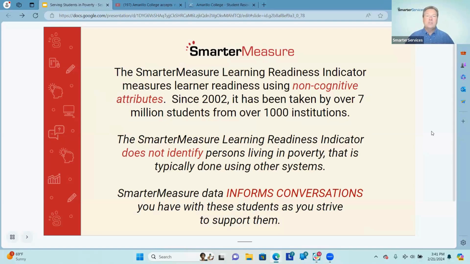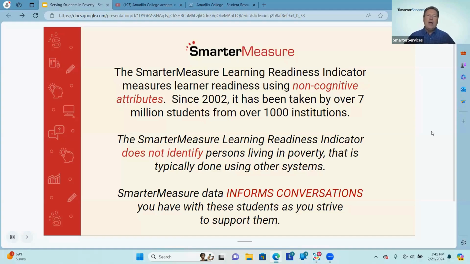SmarterMeasure is an assessment that students take. Sometimes it's put in the admissions process. Very often it's in an orientation course. Sometimes it's in a first year experience plan. Sometimes it's put in an early academic course like English 101. Schools put it lots of different places.